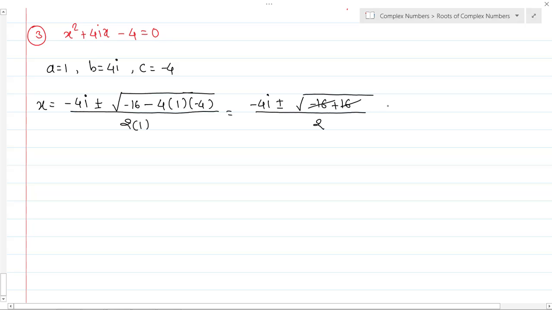So root of 0 is again 0. So I will be having minus 4i by 2 plus or minus 0. So it will be equal to minus 2i. So for the third question, x1 and x2, both the roots are the same, which is equal to minus 2i. Same answer. Okay, perfect.